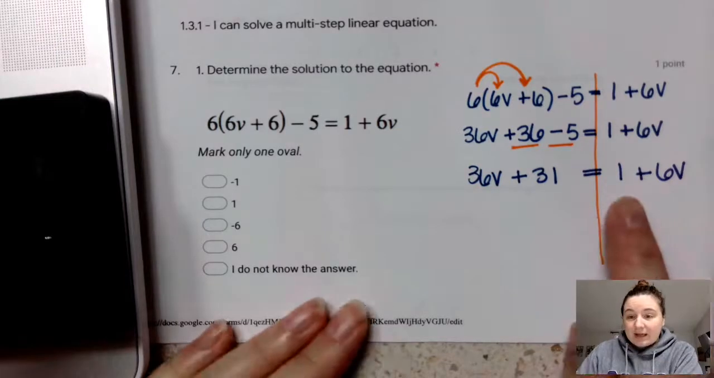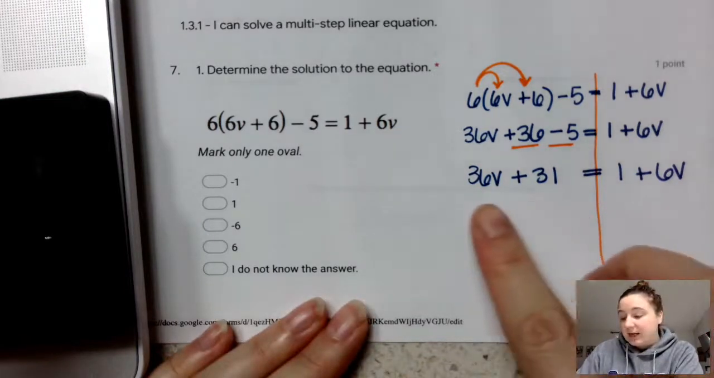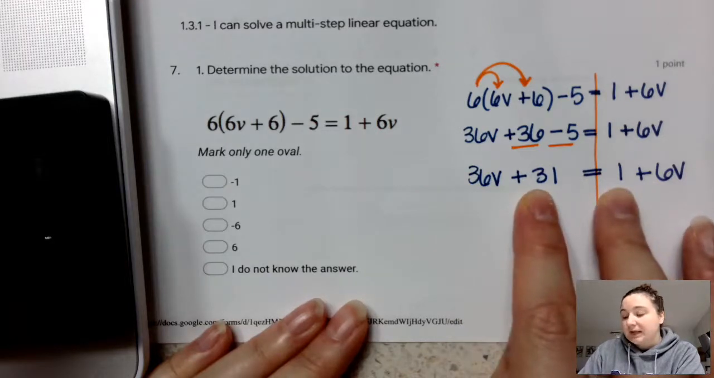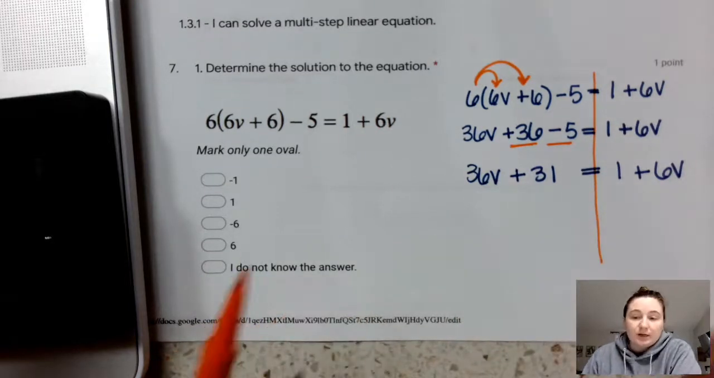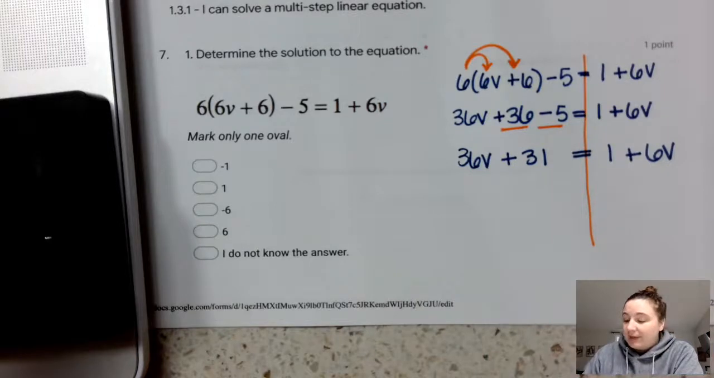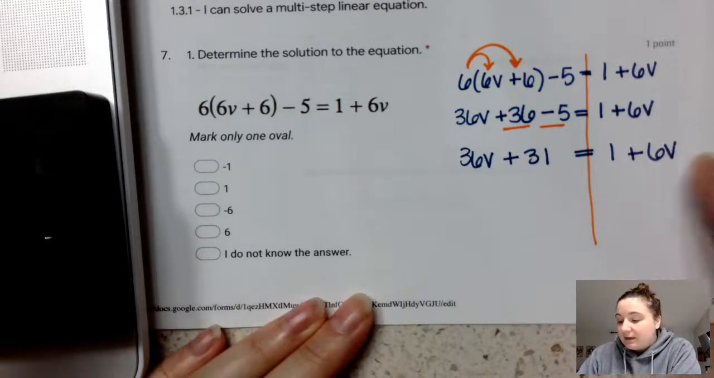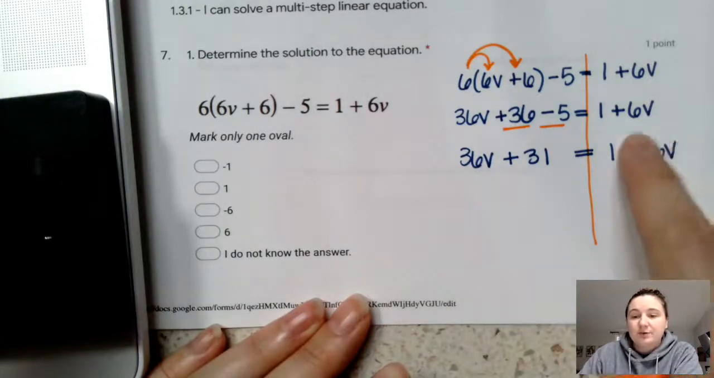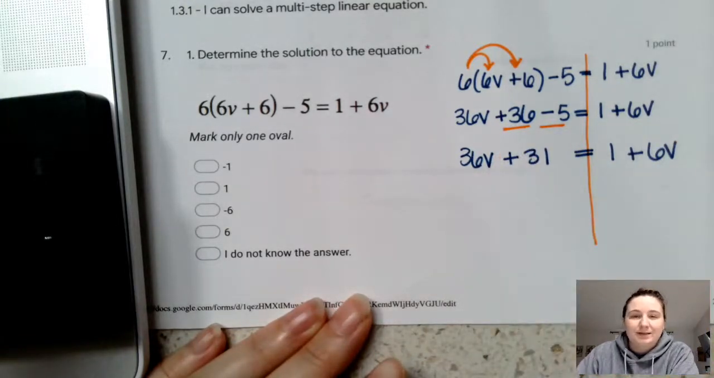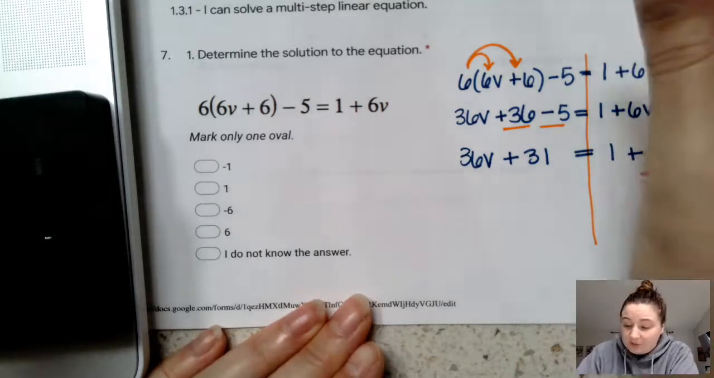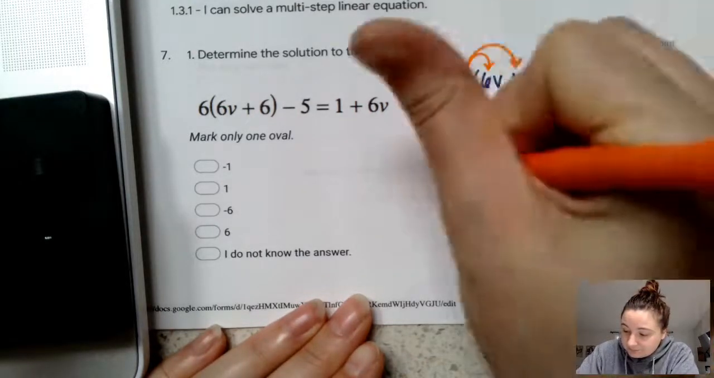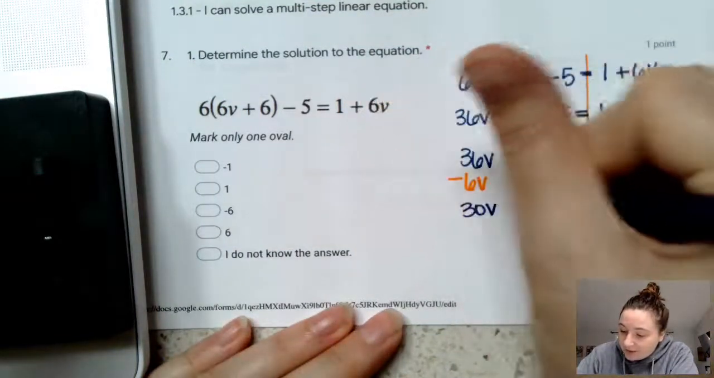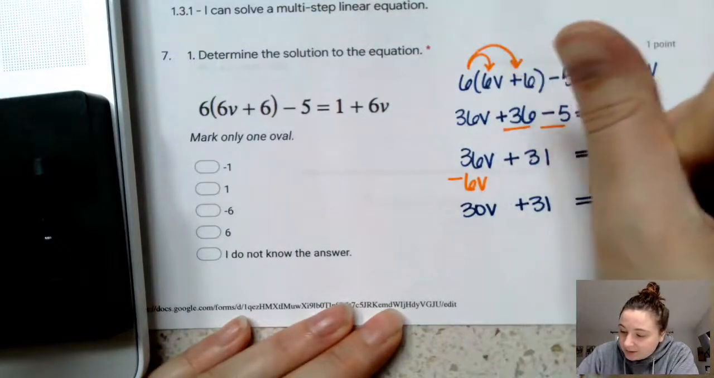And now again, what you notice might not be the same as what I notice, because I have variables on both sides, I have constants on both sides. You can kind of move whatever you want to move. I'm going to move this 6v because I noticed that there's 36 v's over here, so if I subtract 6, I will still have a positive number. That's the only reason why I want to do that. So I get 30v plus 31 equals 1.